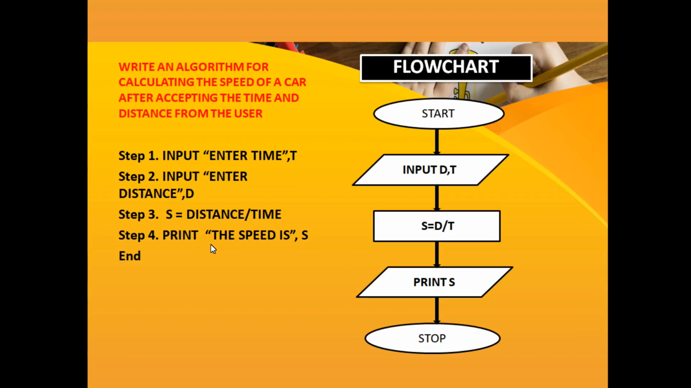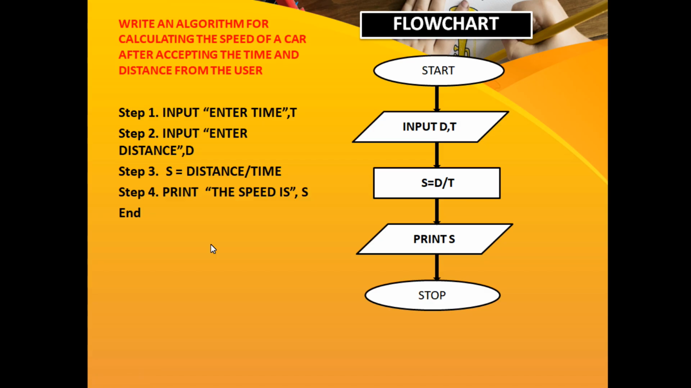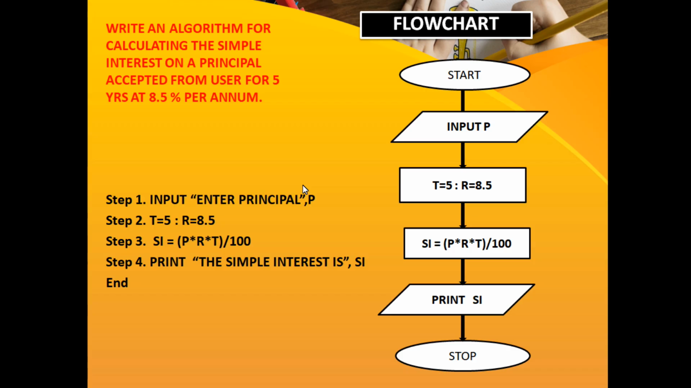Let's move ahead. In this flowchart, we have taken the distance and time from the user and then calculated the speed. So now you can see that instead of the process box, I have used input DT. I could have also used read DT. This is the algorithm and this is the flowchart which is derived from this algorithm. I hope you can understand the sequential flow of the flowchart. Let's move on to our next program.